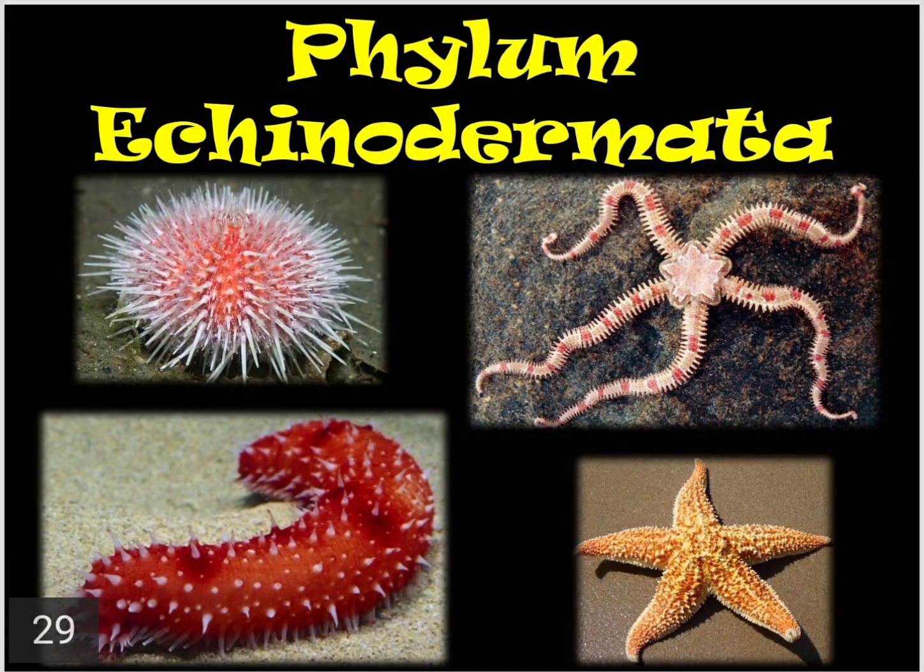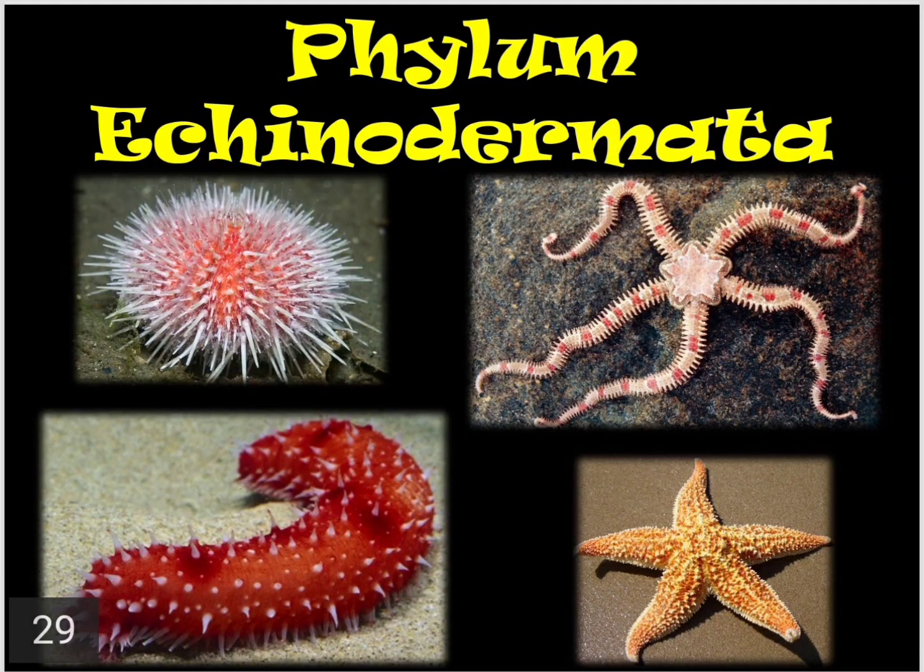The next phylum that we move on to is phylum Echinodermata. Now, in Echinodermata, there are calcareous spiny structures which are found on the body of these animals. That is the reason they are called echinoderms. These animals are found only in the ocean. They are not found in fresh water. They are found only in the ocean.